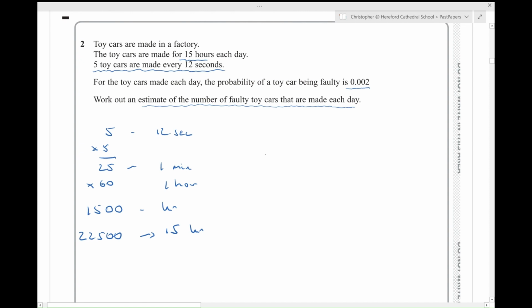Now, of those, a fraction of 0.002 of them are likely to be faulty. So I need to work out 0.002 multiplied by 22,500 to work out how many of those cars are likely to be faulty, which tells me that 45 cars are likely to be faulty each day. And that's question 2 complete.